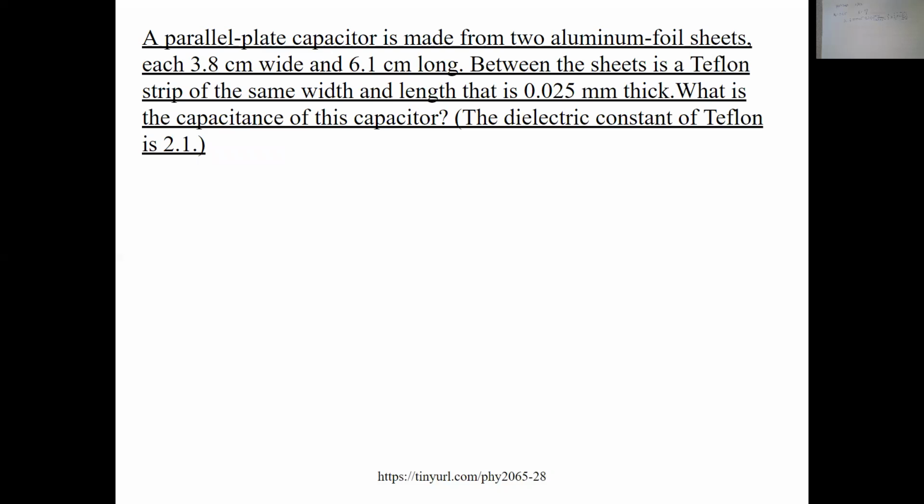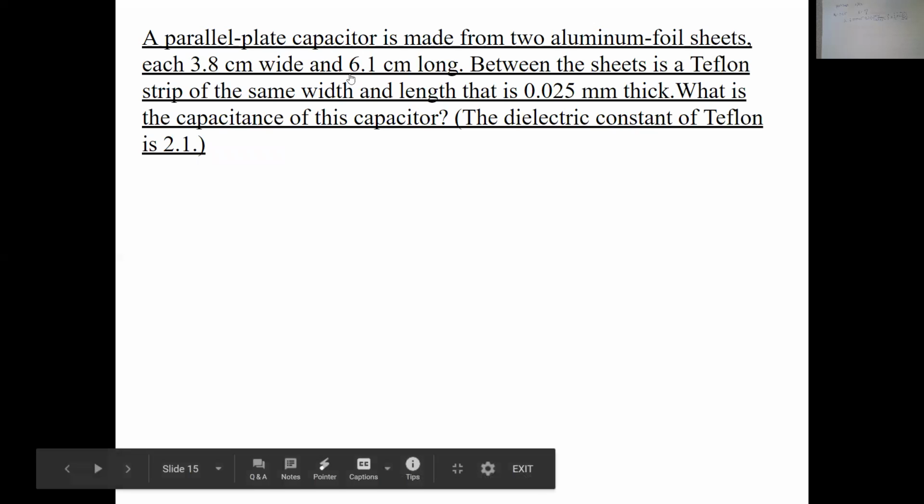The dielectric constant of the Teflon is given as 2.1, okay? So you'll be using C equals, this time, kappa times epsilon naught times A over D. I think that's the equation given in the previous slide. You can take a look at that one. I'll give you a couple of minutes to work on this, and then we can take a look at the solution together, okay?